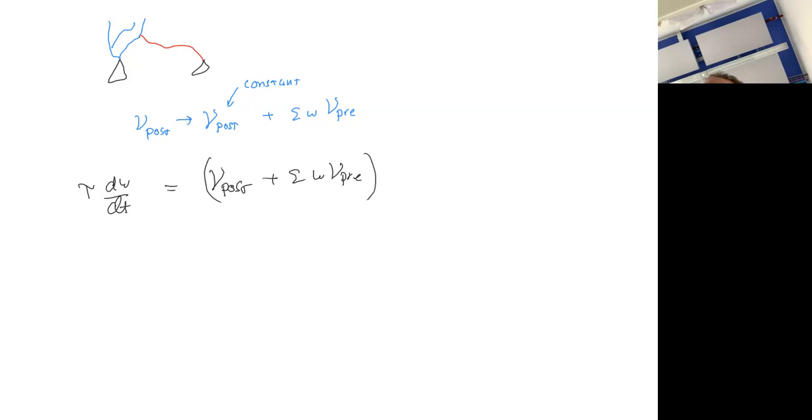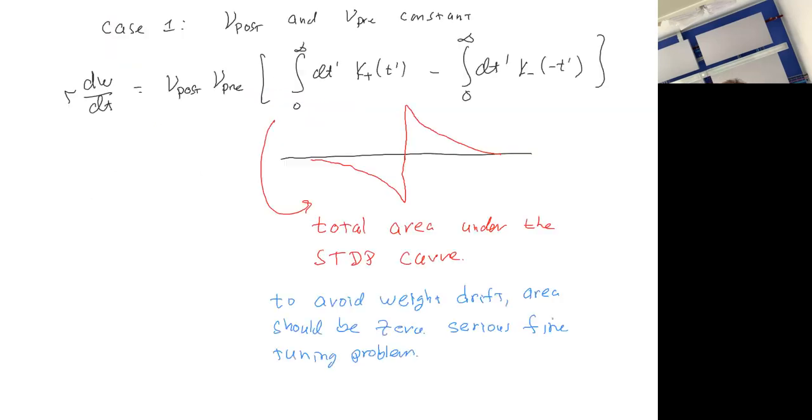I'm going to give this quantity a name because it's going to show up again. So this is, call it A plus. And I'll call this A minus. So A plus and minus, these are areas. So use A for area. Area under the curve. Okay.